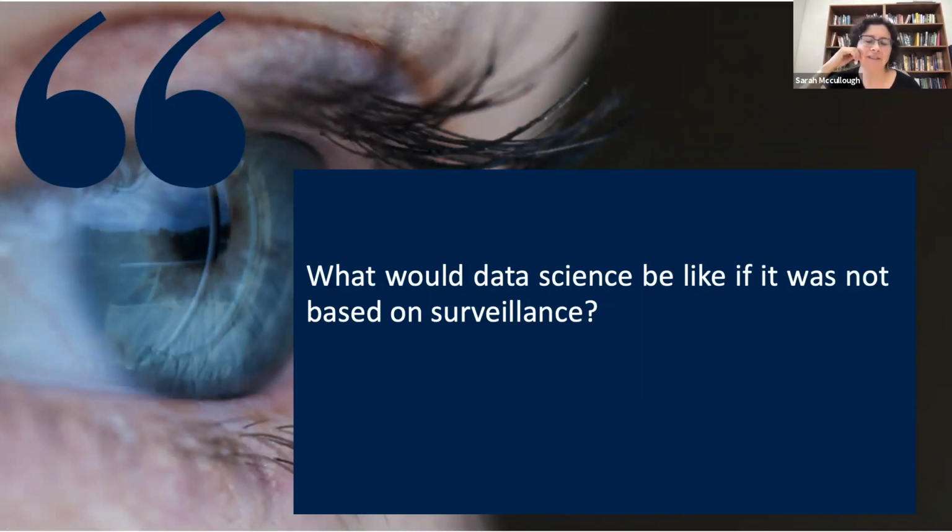Another question I invite you to think about in your discussion is, what would data science look like if it was not based on surveillance? Because part of what I want to relay to you today is the ways that our use of data in our computer systems are really strongly and intricately linked to militarism and surveillance.